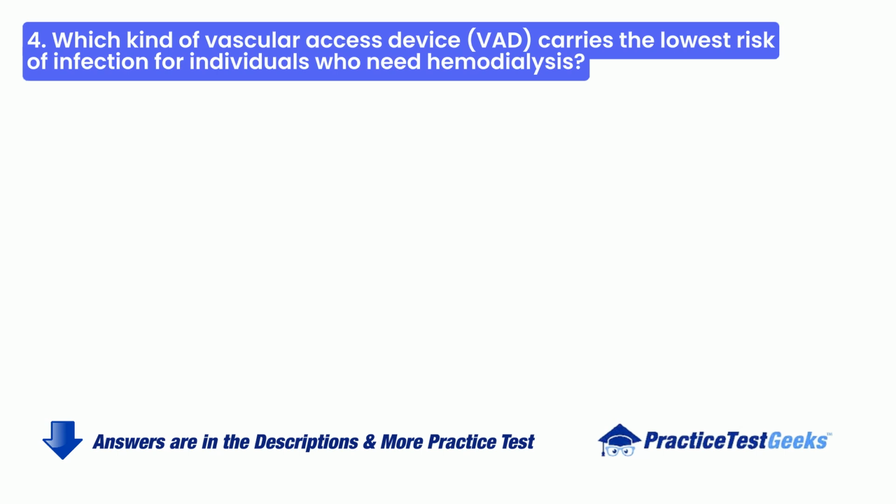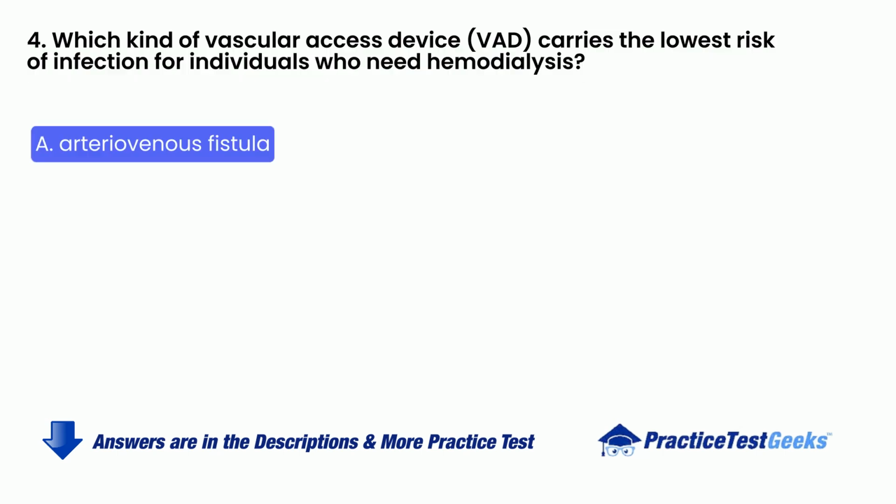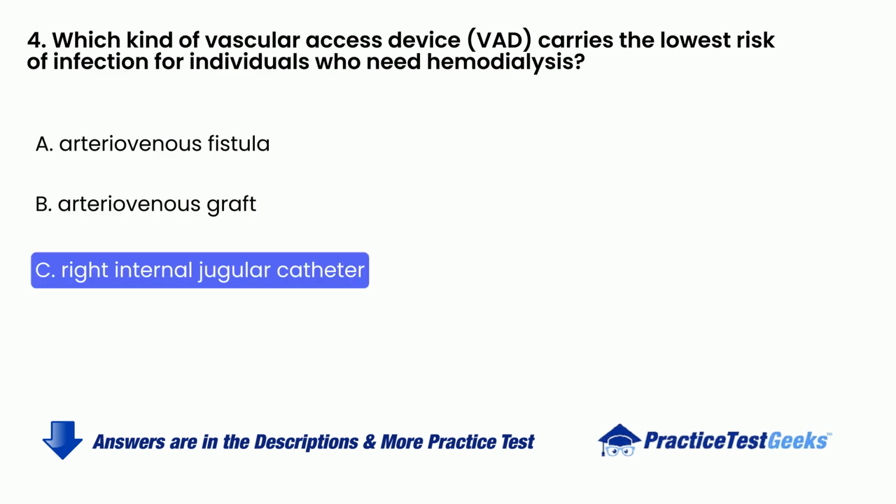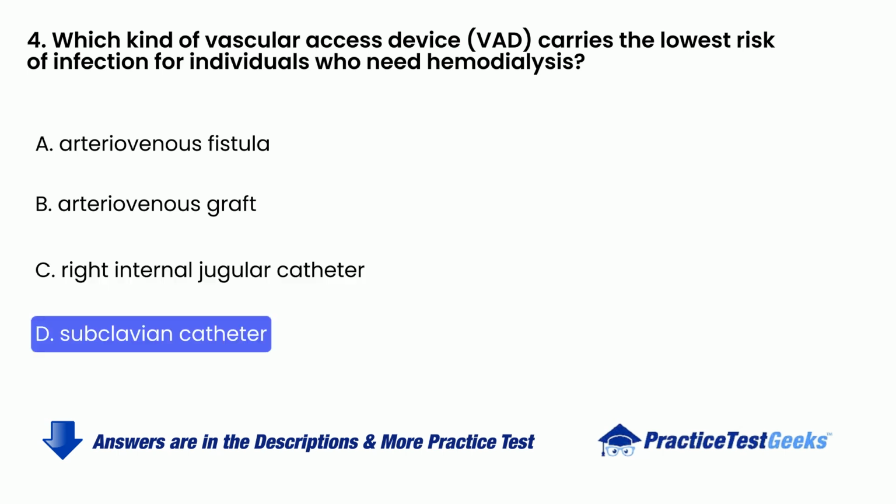Which kind of vascular access device carries the lowest risk of infection for individuals who need hemodialysis? A. Arteriovenous fistula. B. Arteriovenous graft. C. Right internal jugular catheter. D. Subclavian catheter.